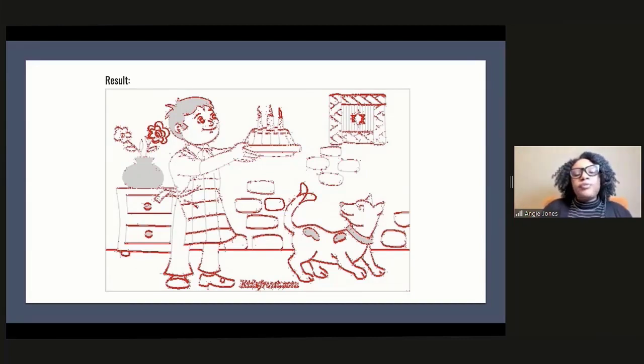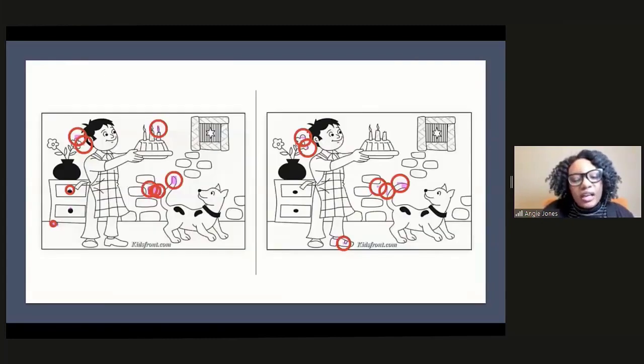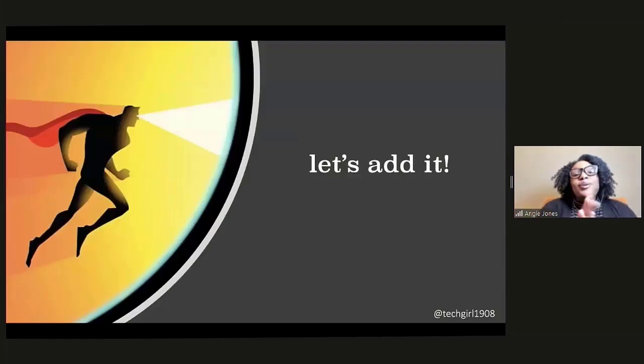Versus when I ran it through the machine learning algorithm, look at that. It was able to detect what I would detect as a human being. So this is what we want for testing. Okay, so we're going to actually add it. I'm going to show you how you can add this to an existing test automation framework. So you don't have to start over. You don't have to throw out what you already have. You add it to what's there.